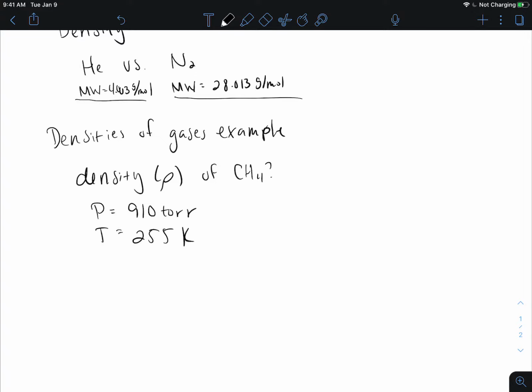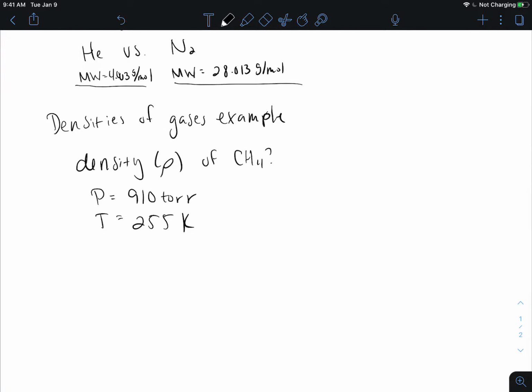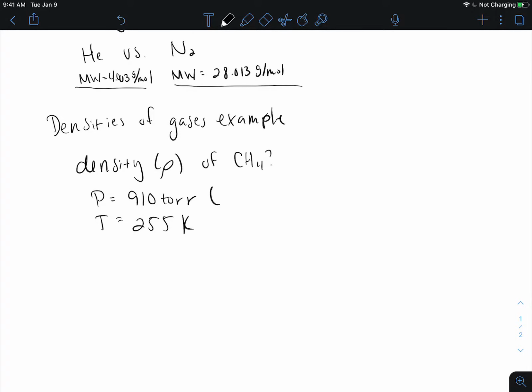We don't necessarily have to find the density at STP. We can though if we would like. We would just put in 760 millimeters of mercury or 760 torr or whatever. So let's go ahead and convert this from torr into atmospheres so we can use it in our ideal gas law. So we have 910 torr per 760 torr per 1 atmosphere, giving us 1.2 atmospheres.